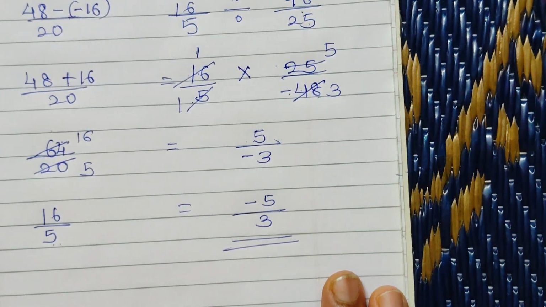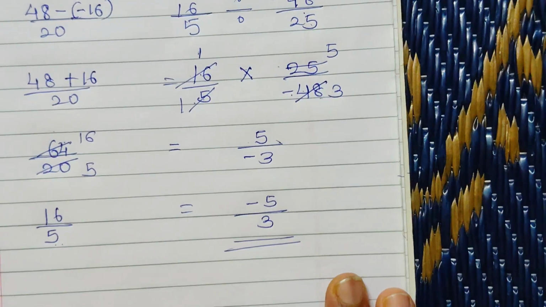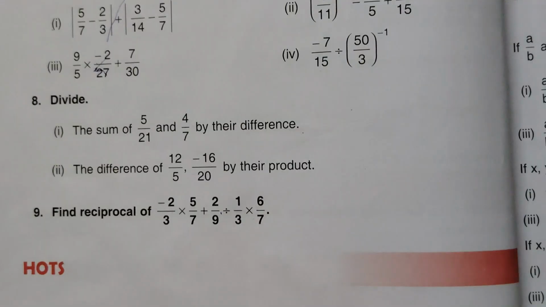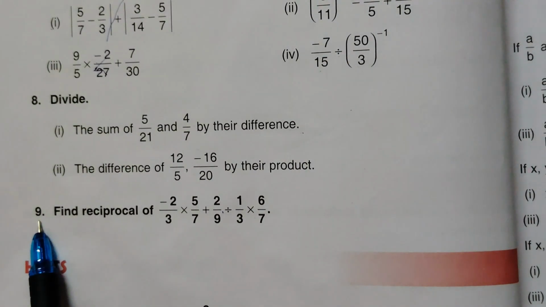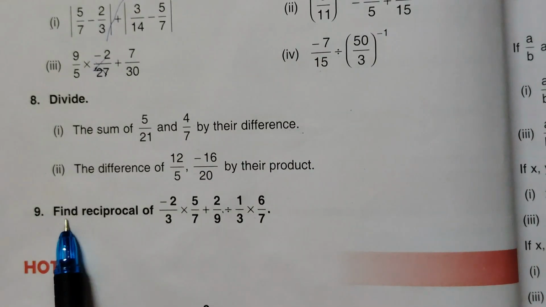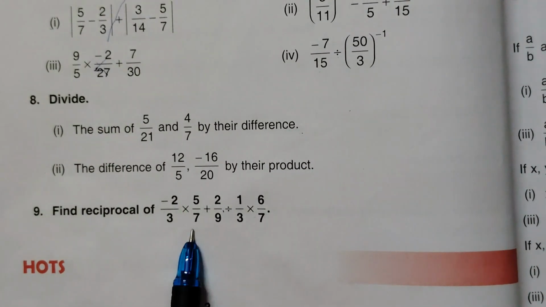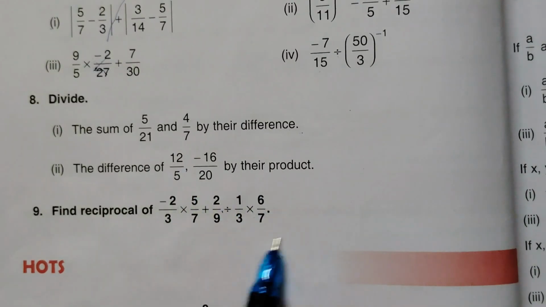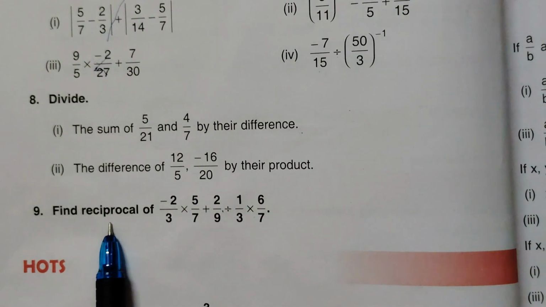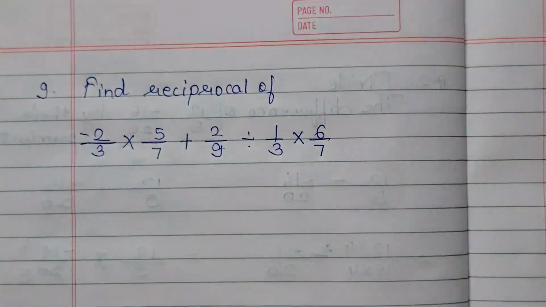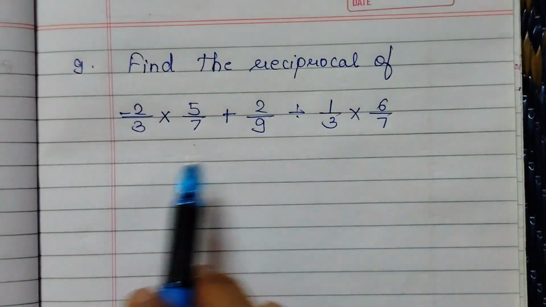So in this way we have completed question number 8 of Brain Teasers. Now we are going to start question number 9 of Brain Teasers. Find the reciprocal of this expression. So we have to solve this, and when we get the answer we have to reciprocate that. So let's see question number 9. We have written the question, so we'll start.